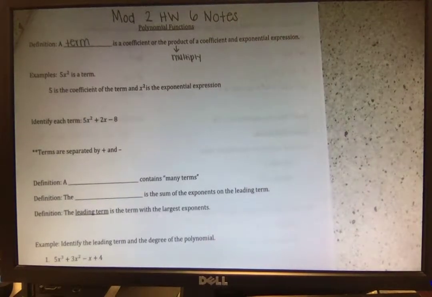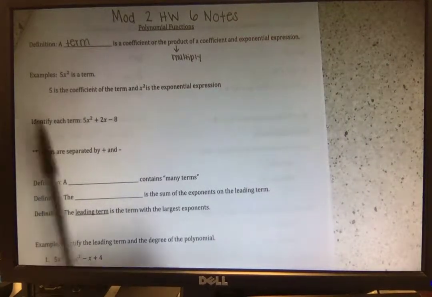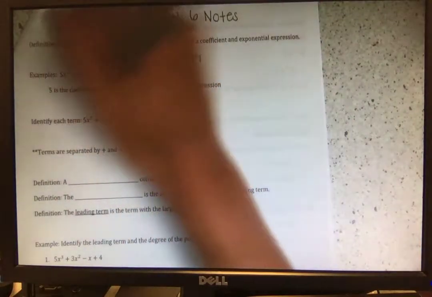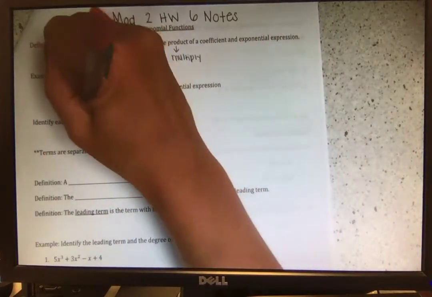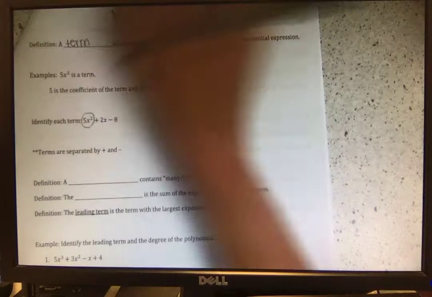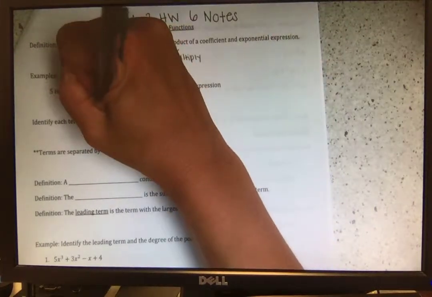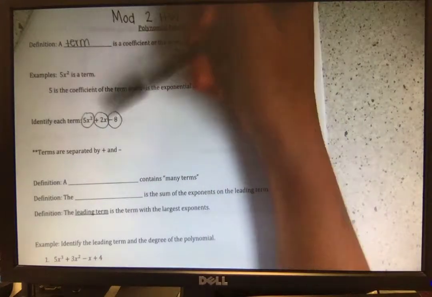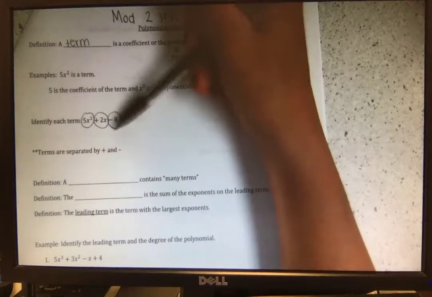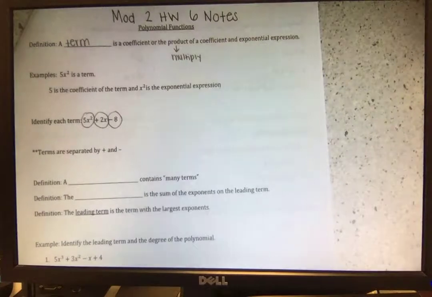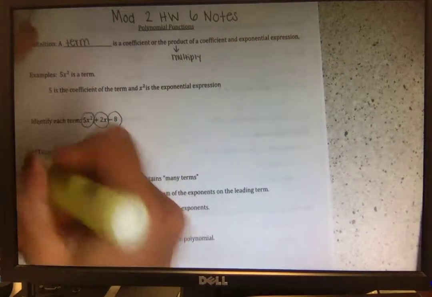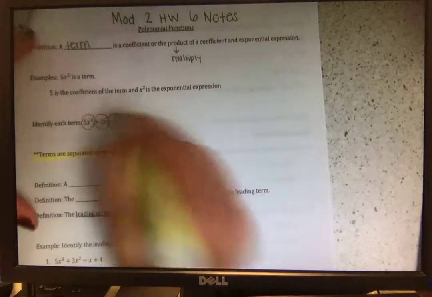So, for example, a term is 5x squared. 5 is the coefficient, x squared is the exponential expression. So identifying each term, we have 5x squared plus 2x minus 8. So 5x squared is a term, 2x is a term, negative 8 is a term. Notice I have the negative going with the 8, so that's negative 8. The positive going with the 2x, so that's positive. Note that terms are separated by addition and subtraction. So here we have 3 terms.